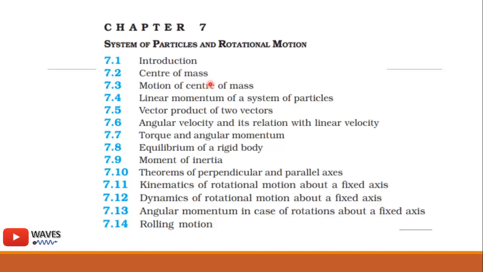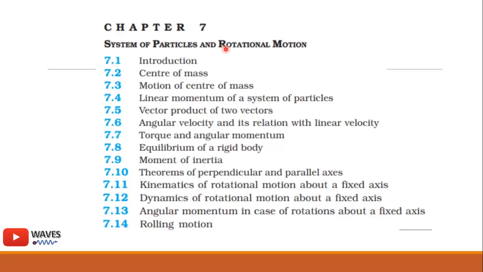So we're talking about center of mass, and we're talking about linear momentum of a system of particles. We continue with some more concepts of vectors, and we talk about the vector product of two vectors, which you will also learn in your maths class. You are going to talk about angular velocity and its relation with linear velocity.